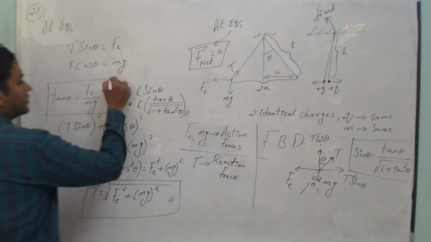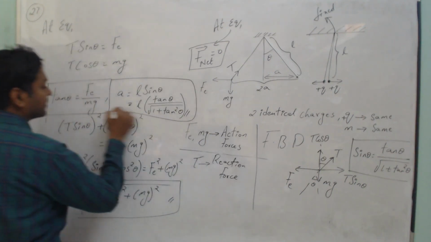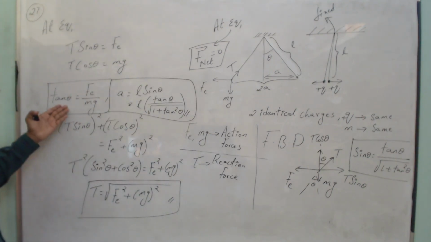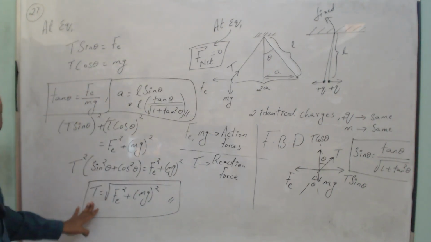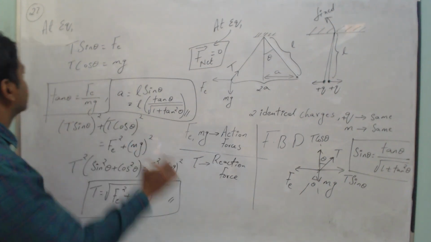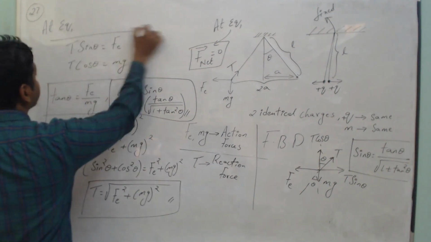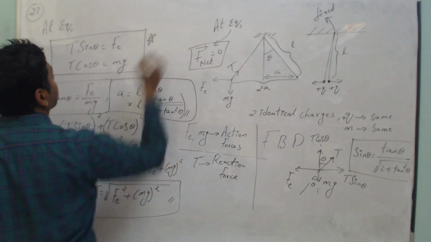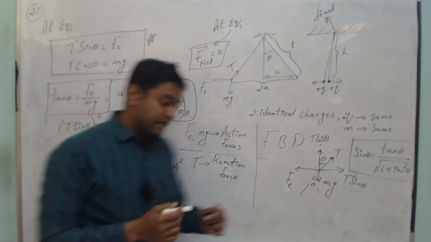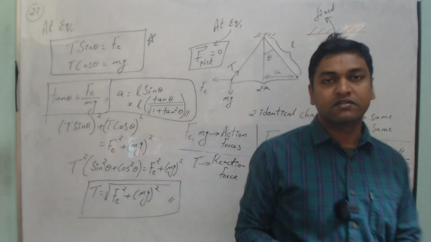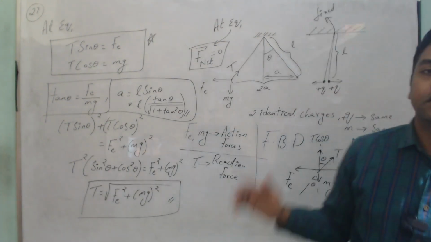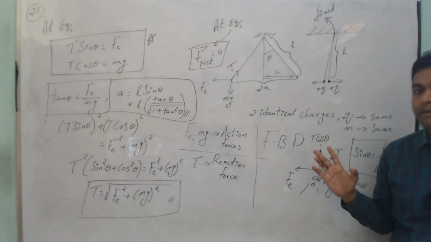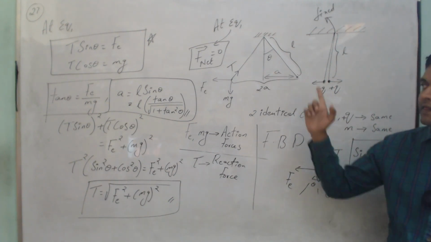So if I want A, I can get A. If I want theta, I can get theta. If I want tension, I can get tension. But how I am getting these equations and why I am getting these equations are very important. Is this clear?